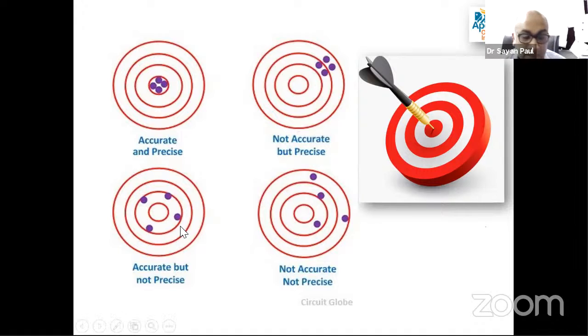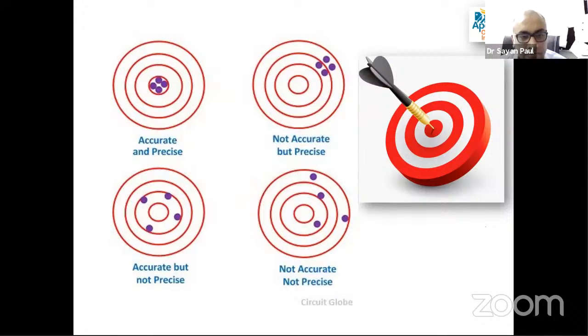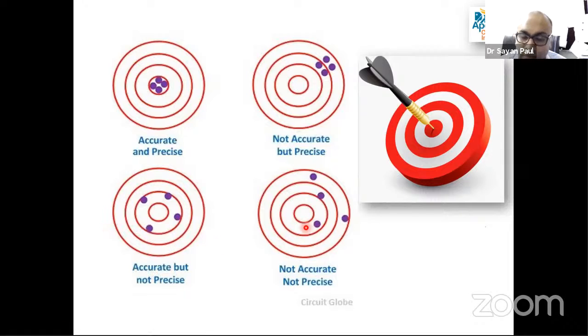In the third picture, it is hitting near the bullseye, but all the four hits are not at the same place. So it is accurate, but it is not precise. And in the fourth picture, it is neither accurate nor precise. So you have to be accurate and precise.